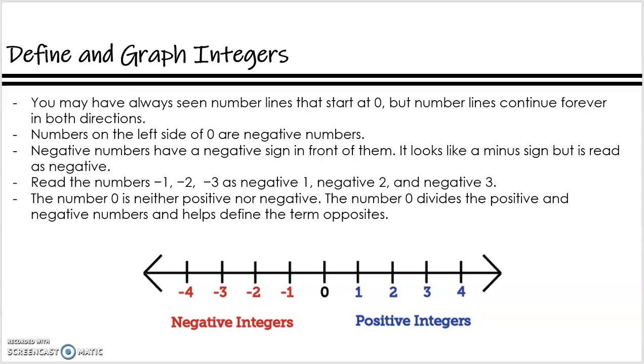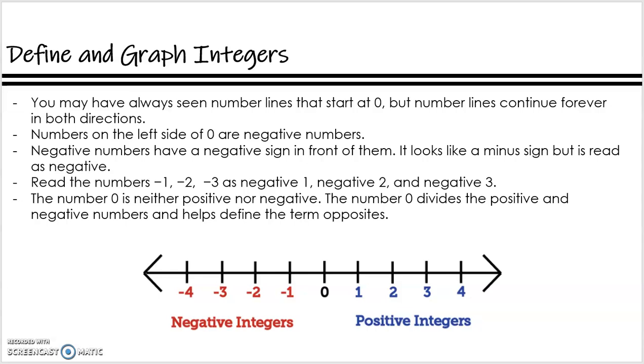Negative numbers have a negative sign in front of them. It kind of looks like a minus sign, but the way that you pronounce these numbers is -1, -2, -3, -4. You don't have to say +1, +2. You can just say 1, 2, 3, 4.